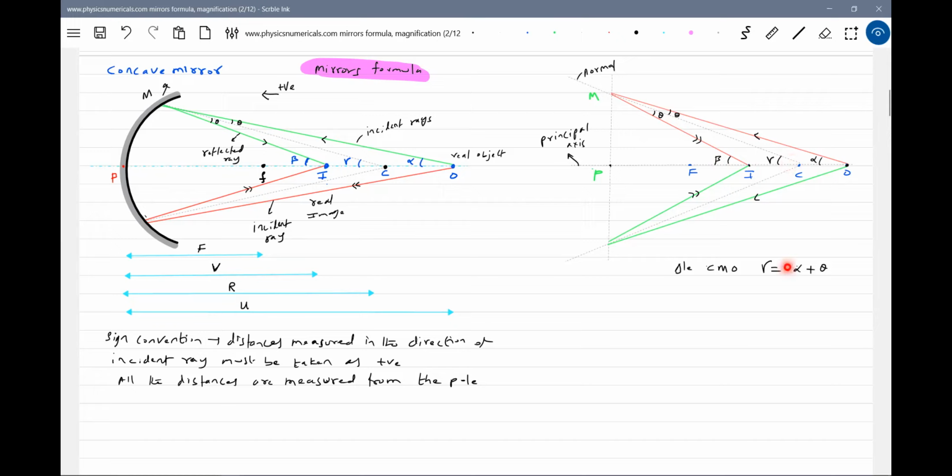Okay, fine. So now look at this triangle CMO. This theta and alpha will become interior angles, gamma will become the exterior angle. So the exterior angle should be equal to the sum of the interior angles, so theta plus alpha. Similarly, look at this triangle IMC. Beta should be equal to gamma plus theta.